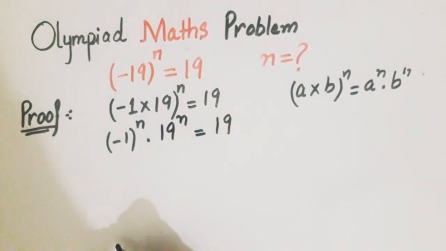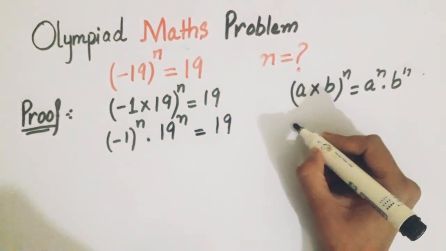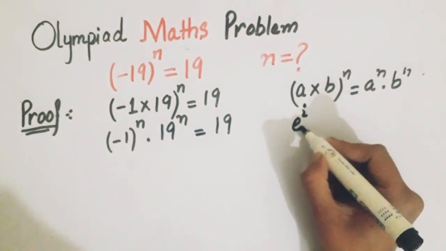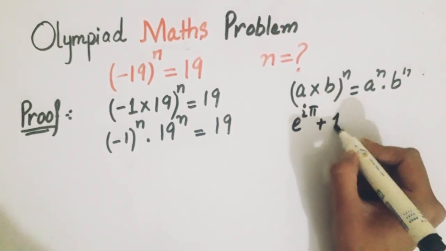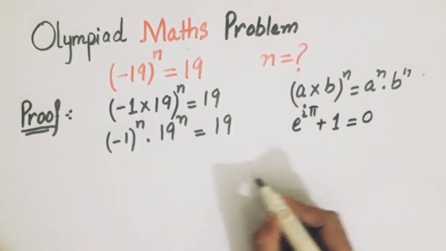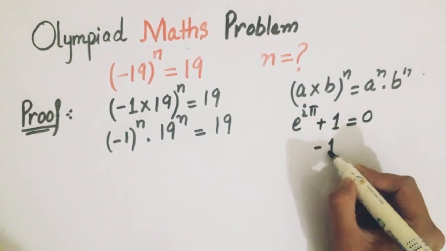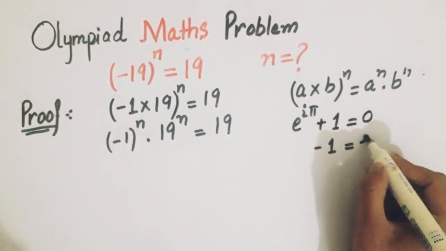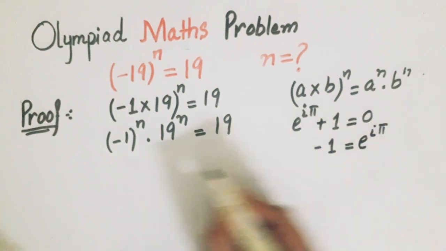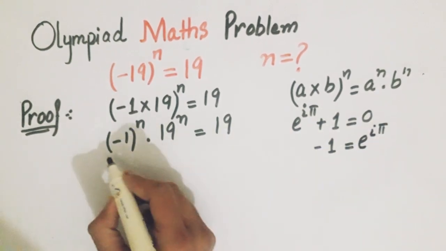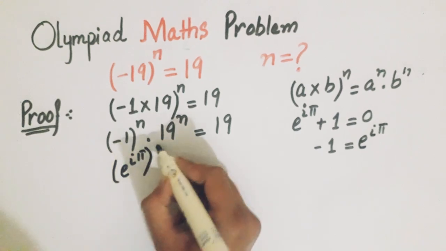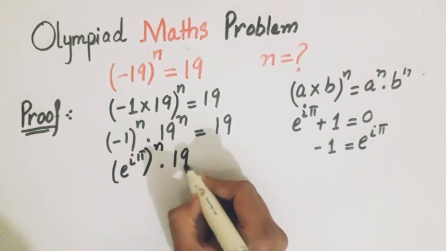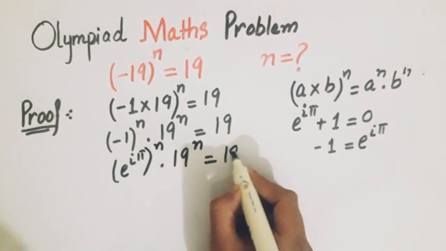Now in the next step we will apply the Euler identity, that is e^(iπ) + 1 equals 0. So -1 will be equal to e^(iπ). So we will substitute the value of -1, that is e^(iπ), and the whole power is n, into 19^n equals 19.